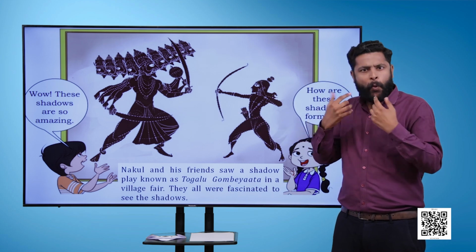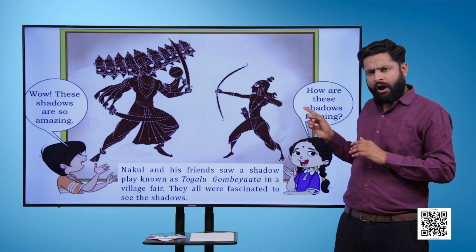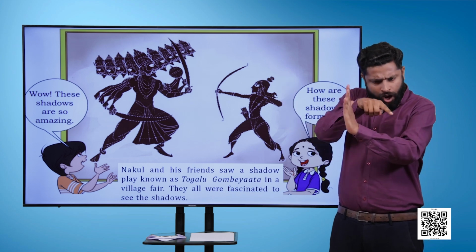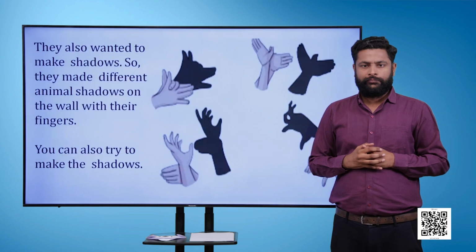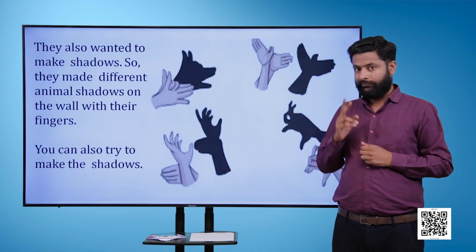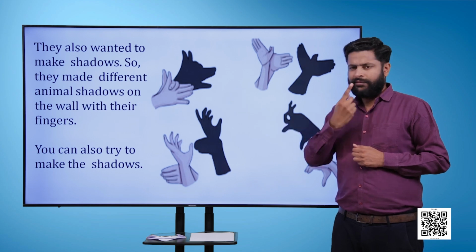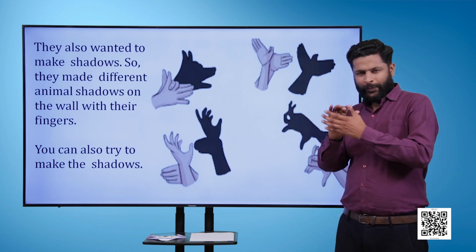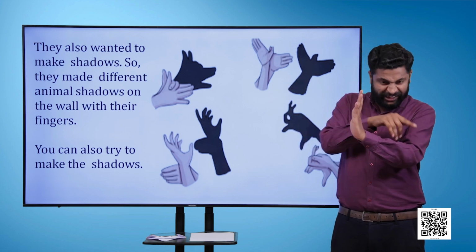The boy says, "Wow, these shadows are so amazing!" And the girl is astonished. She says, "How are these shadows forming?" They also wanted to make shadows. So, they made different animal shadows on the wall with their fingers.